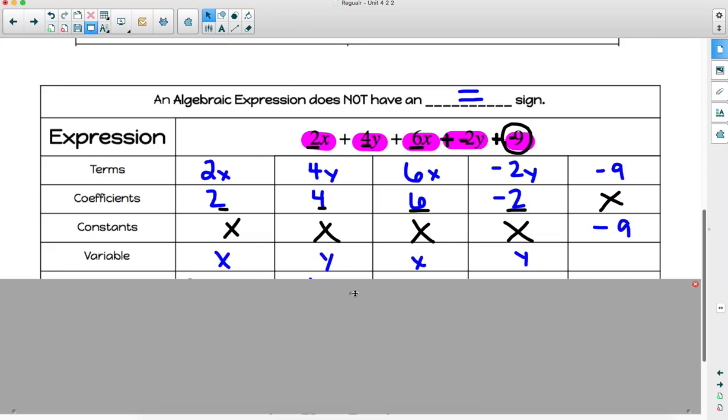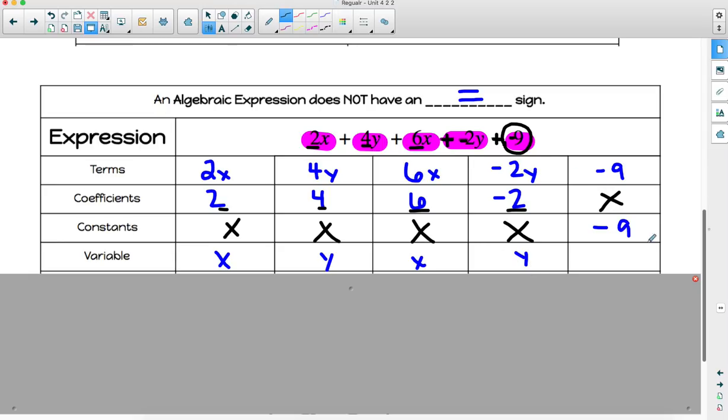Moving and grooving. So now we need to list the variables. This part should be fairly easy for you guys. I just lined them up. 2x, x is the variable. 4y, y is the variable. 6x, where x is the variable. And then in negative 2y, y is the variable. Negative 9, there is no variable, so it gets an x. Oh, actually, you know what? That might look like we have an x over here. So why don't we just leave that one blank? I don't want it to look like we wrote down x as a variable.